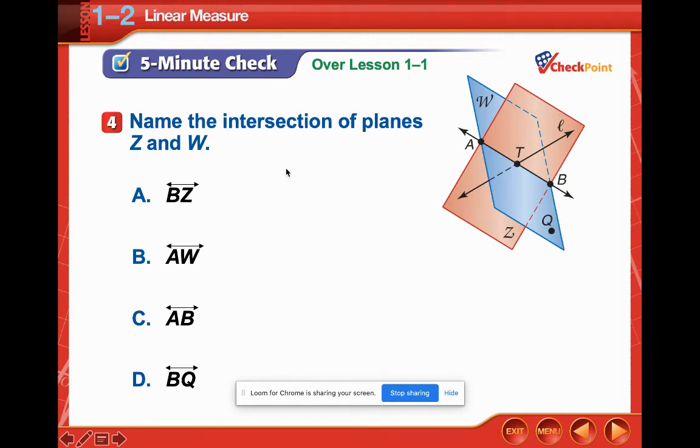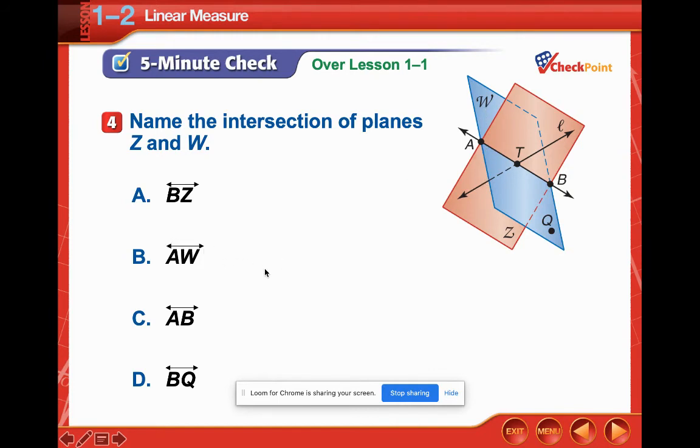So let's look. So BZ is not a line on here. Okay, so we wouldn't be able to use A. All right, so BZ is incorrect. All right, we're looking for this line. So we're looking for like AT or TA or AB or BA or TB or BT. All right, any of those would work. So let's look at AW. All right, AW, again, W is the name of a plane. There is no point there for W. So AW is not a line, and therefore that would be incorrect.